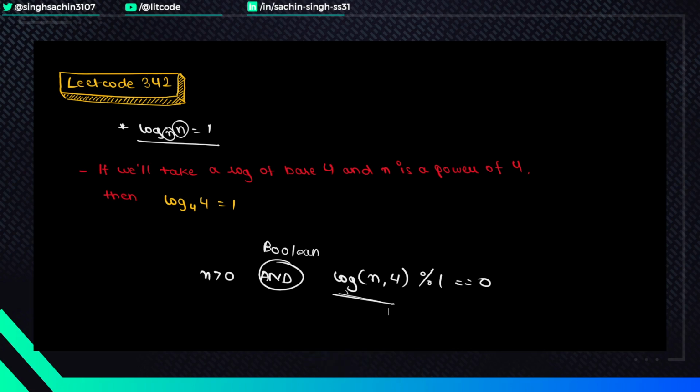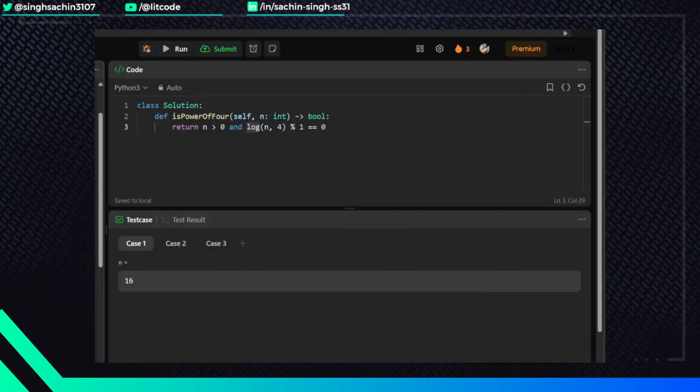Moving to the code part of it, it's a single line of code where you can exactly see what we discussed in the explanation. We are checking if our n is greater than 0, and it's a boolean and, as I said, log of n with base 4. And what we are doing over here is just taking the modulus of it, so we are basically checking the remainder when divided by 1. If it is 0, then we can say that the number we received was a power of 4. Let's check out the test cases quickly.